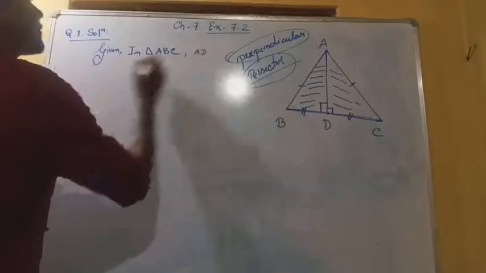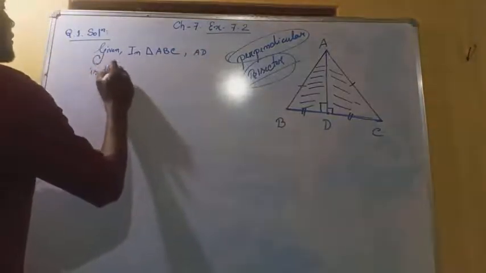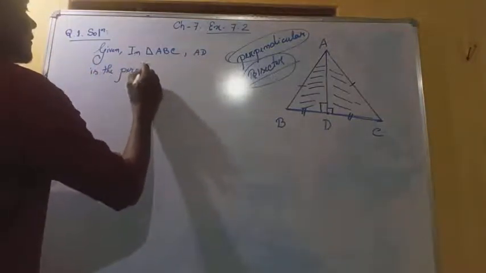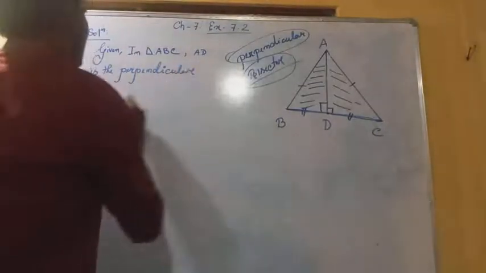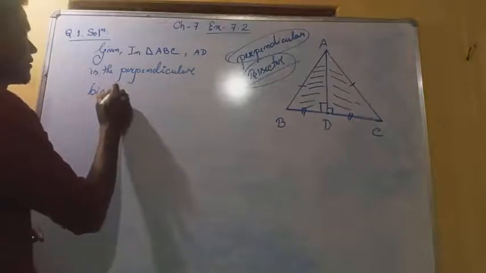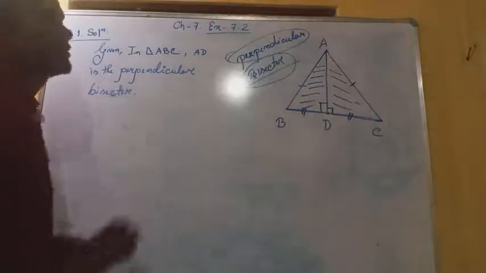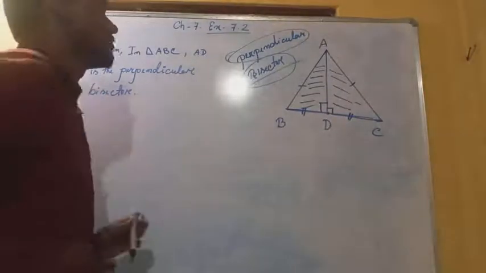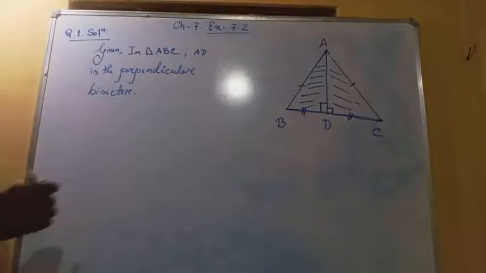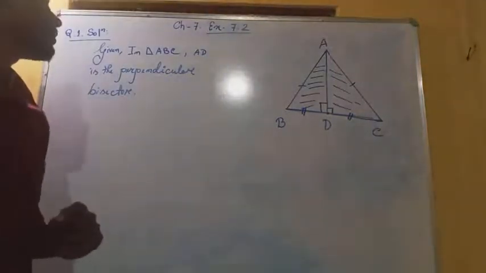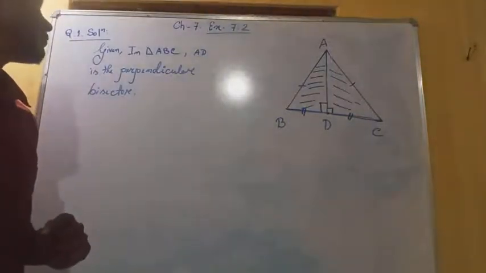In triangle ABC, AD is the perpendicular bisector. Okay, so it is given, as I explained, the meaning of perpendicular bisector, that should be written symbolically. We can write what? AD is the perpendicular bisector.